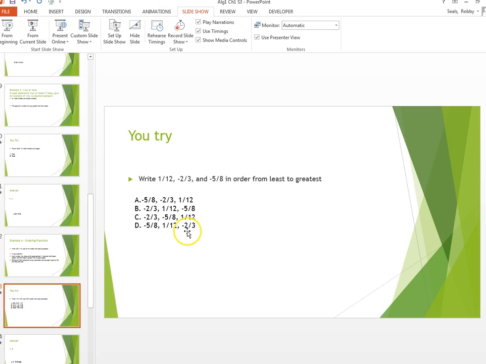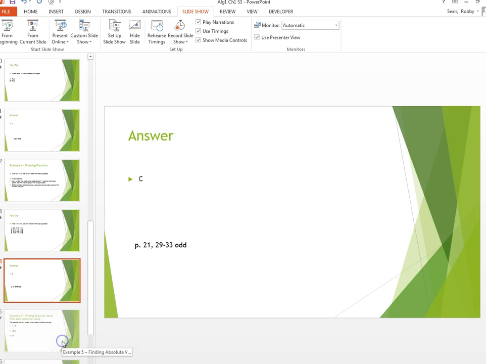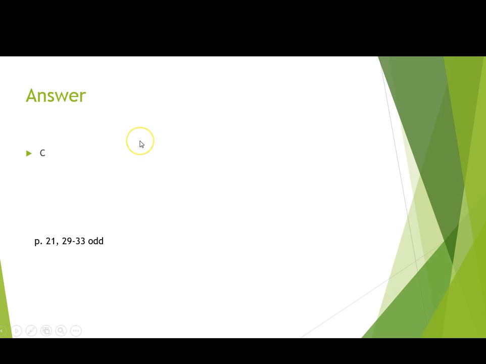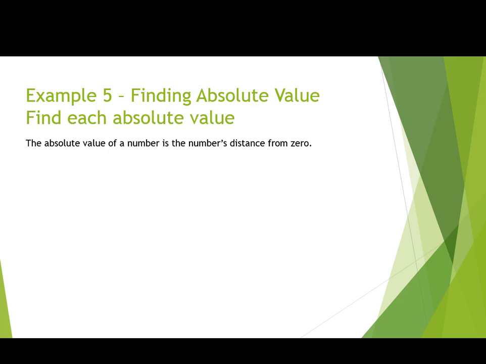So you try this one. You're going to write 1/12, negative 2/3, and negative 5/8 in order from least to greatest. Go ahead and pause now. Spend a few minutes to work this one out. Either use the number line or use the decimals. Okay, the answer to the previous one was C, which is negative 2/3 is the least, negative 5/8 is next, and 1/12 is the greatest. So you want to do page 21, 29 through 33 for practice on those.